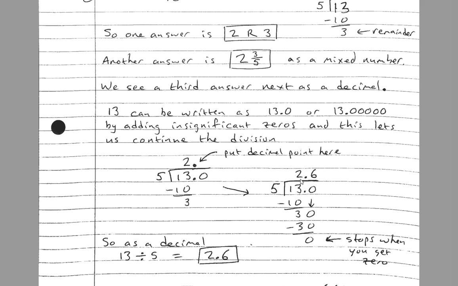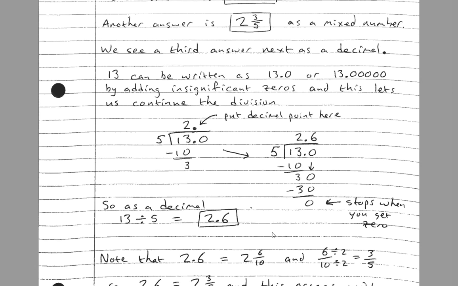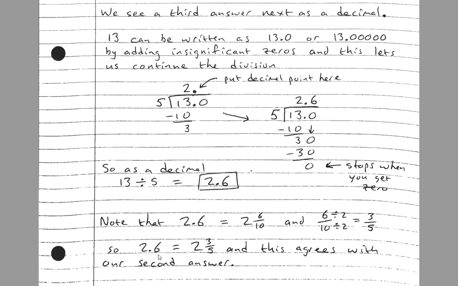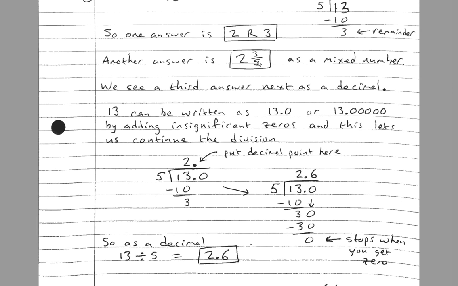This quotient, 2.6, agrees with our mixed number answer. 2.6 is 2 6/10 if you convert it back to a mixed number, and you can reduce that. 6/10 is 3/5. So 2.6 is the same as 2 3/5 that we saw earlier.